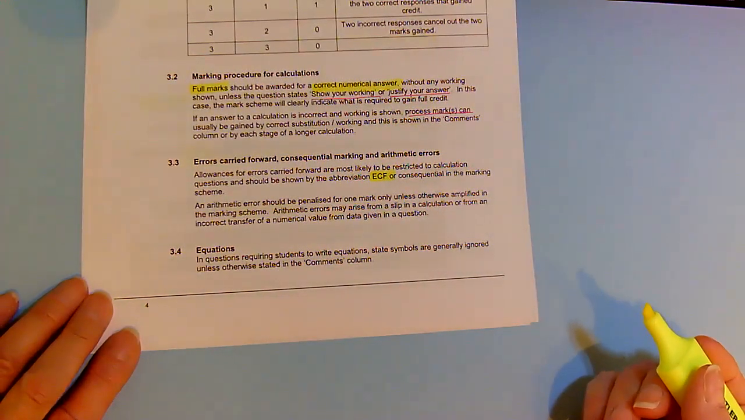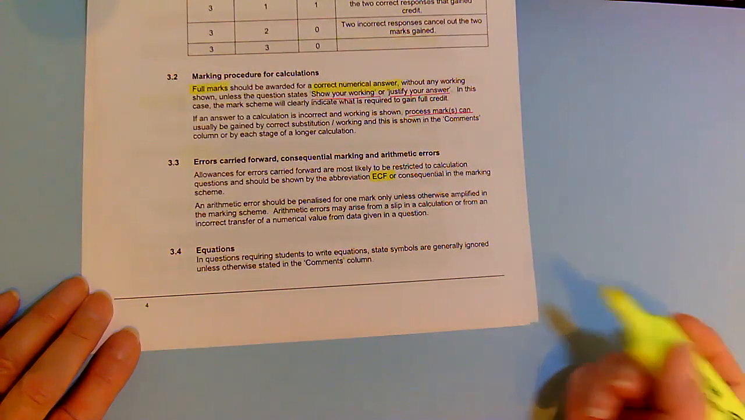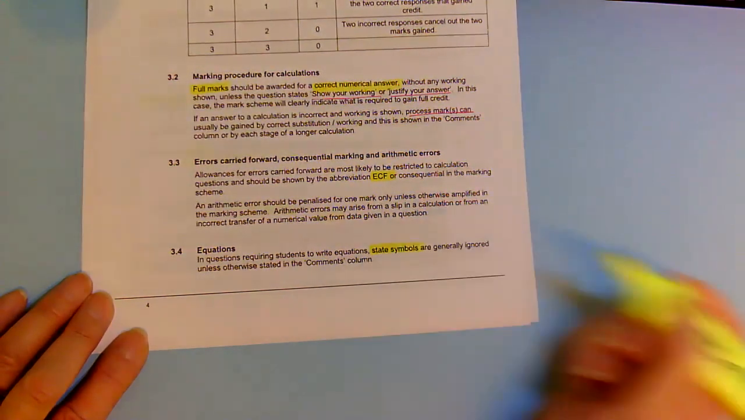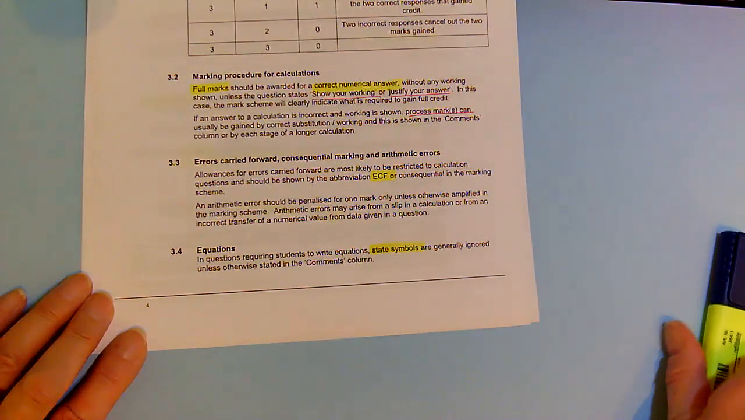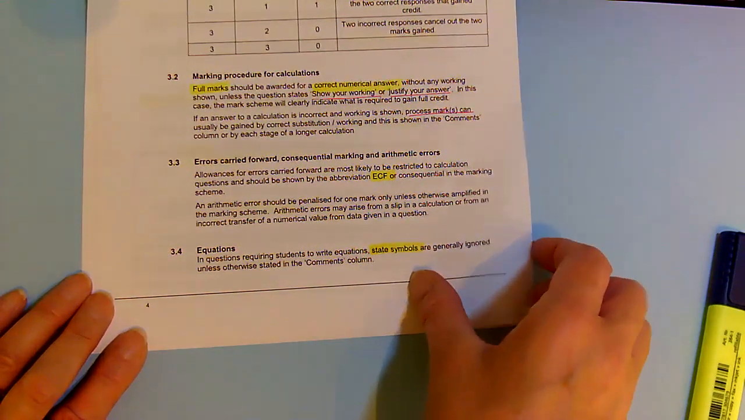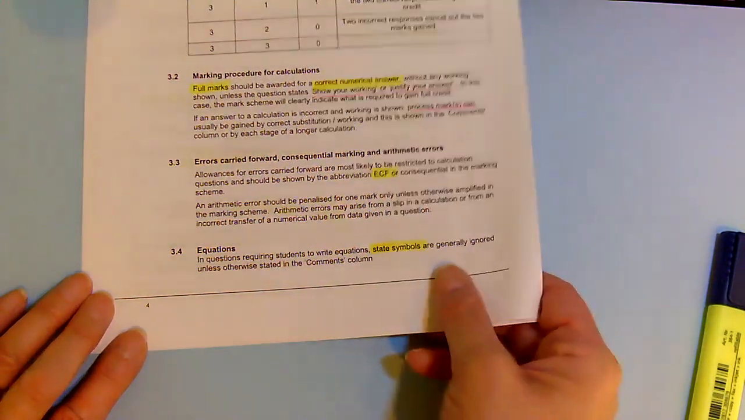When it comes to equations, looking at the exam mark scheme gives you an indication of what you can get, but most of the time state symbols are generally ignored. If you put state symbols in, we ignore them. If you don't put state symbols in, it doesn't matter unless it says state symbols are required. Then you will have to put them in.